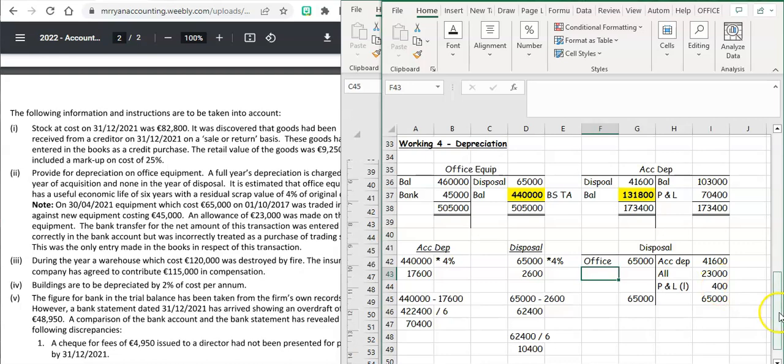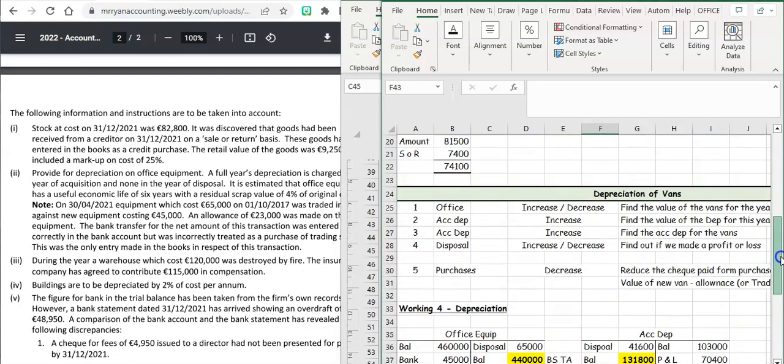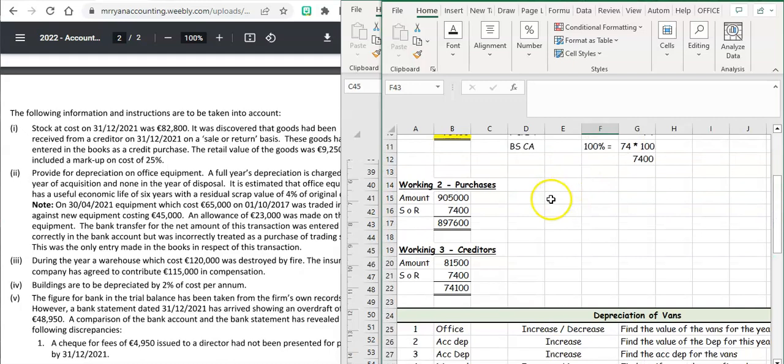And then the last part then, remember we need to adjust our purchases. So we have it working already for our purchases up here. So the amount for our purchases is 897,600. We've put a check in there which we shouldn't have. So the value of the check is this new equipment that we bought, 45,000, minus the allowance. So that's going to give us how much the bank transfer was for. Sorry, not the check, but the bank transfer was for. So the bank transfer was for 22,000.